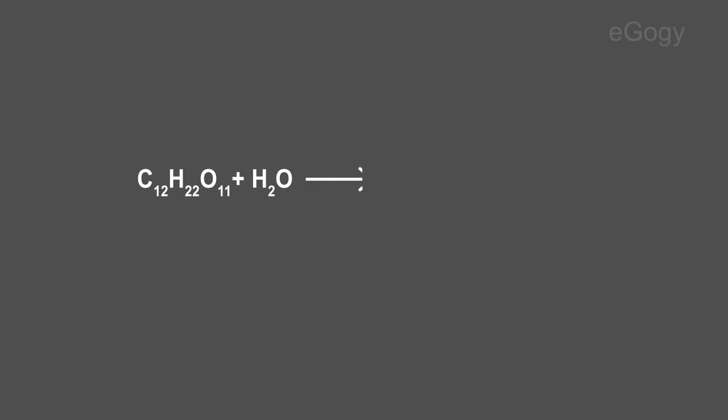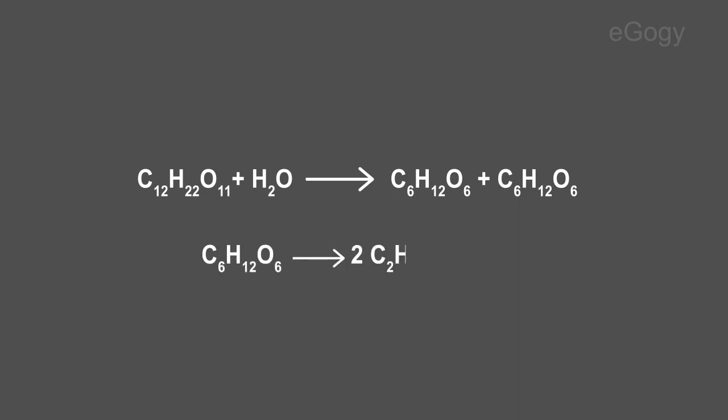C12H22O11 plus H2O gives C6H12O6 plus C6H12O6. C6H12O6 gives 2C2H5OH plus 2CO2.